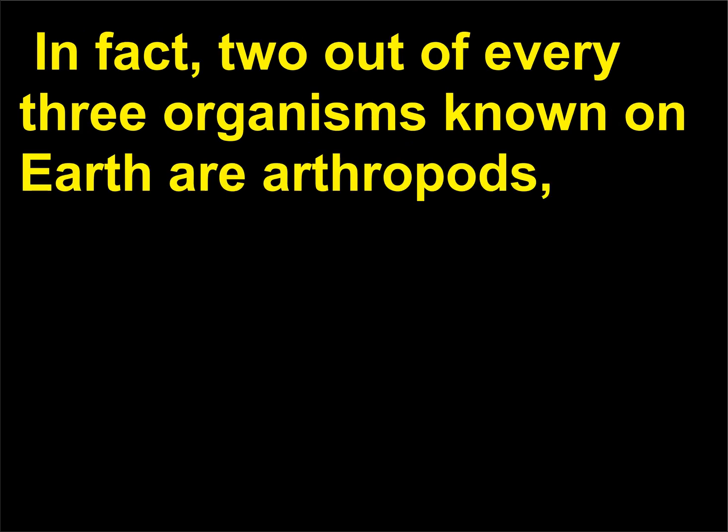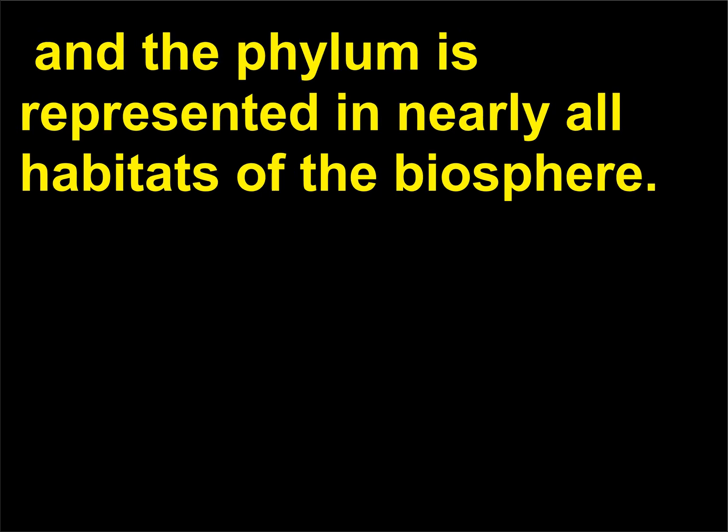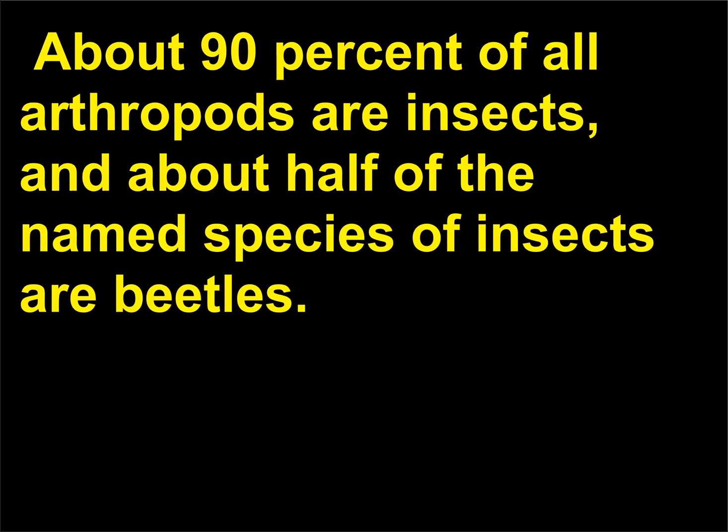In fact, 2 out of every 3 organisms known on Earth are arthropods. And the phylum is represented in nearly all habitats of the biosphere. About 90% of all arthropods are insects, and about half of the named species of insects are beetles.